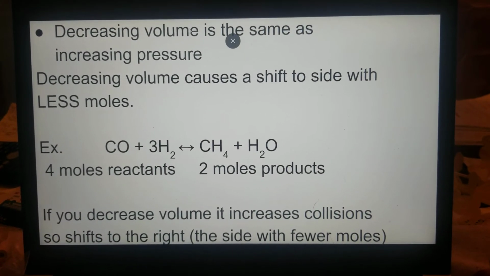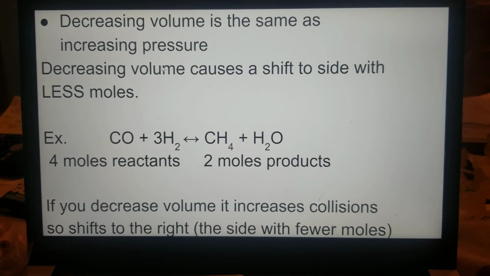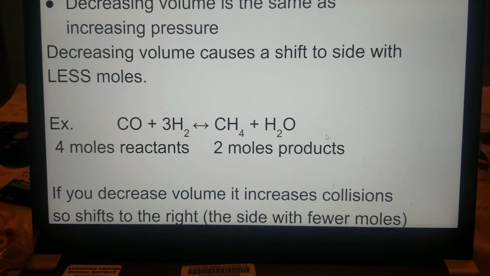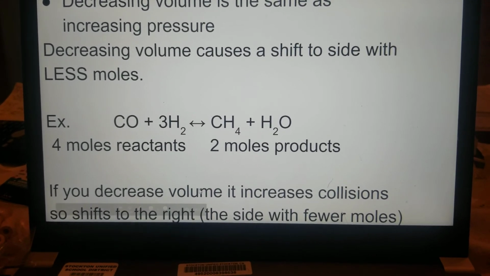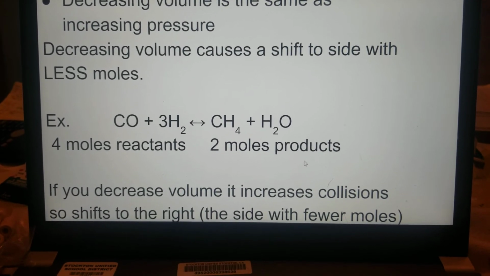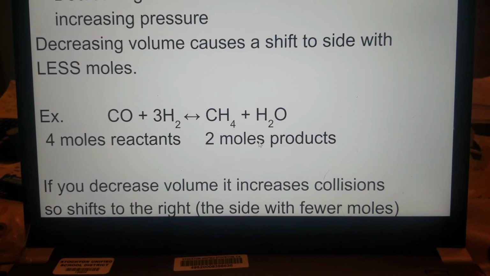Now, if you do the opposite, if you decrease the volume, which is an increase in the pressure, now it's going to shift to the side that has less moles. So again, same reaction. This has 4 moles. The product side has 2 moles. If you decrease the volume, it's going to increase the amount of collisions. Therefore, you're going to see a shift to the side that has less moles. So it's going to be to the right side.